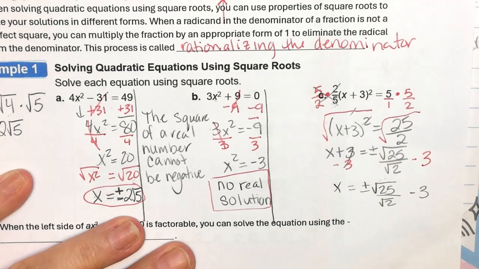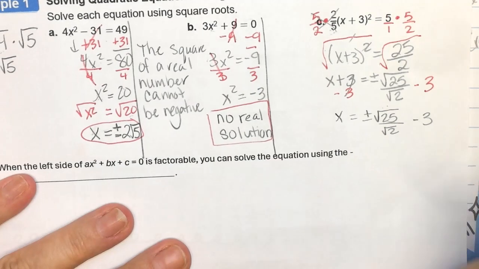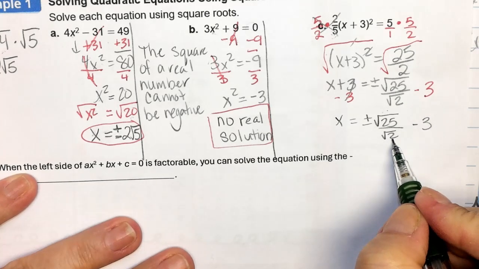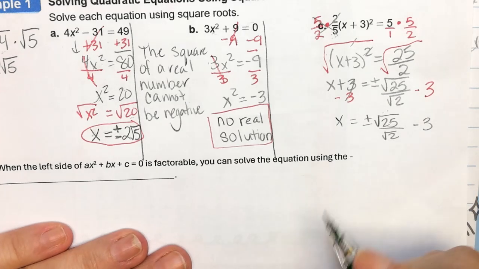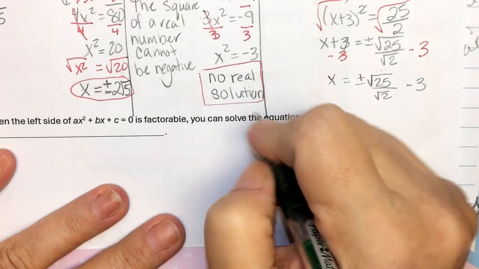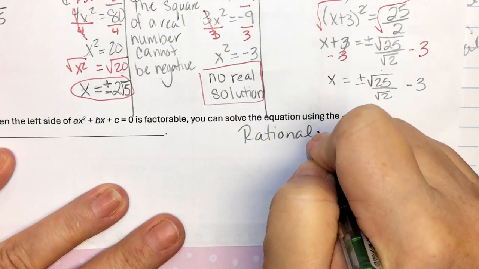Minus 3. Okay? So remember at the beginning I told you we can't have a radical here in the denominator. So we need to do what's called rationalizing the denominator. So I'm going to do that down here because we don't need the work down here. So just in case you want to note, this is called rationalizing.